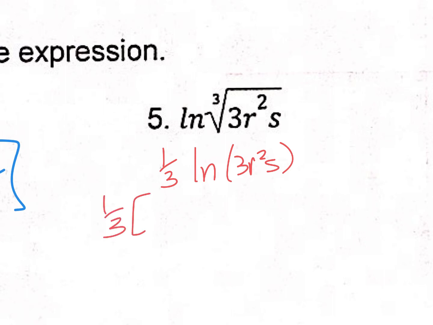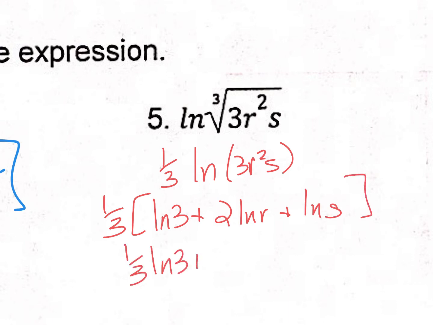I'm going to break it up here. Natural log 3 plus, I'm going to put the 2 in the front of the r because it's the exponent. Exponents go in the front. Natural log s. And then to finish up, I'm just going to distribute that 1/3. 1/3 natural log 3, 2/3 natural log r, 1/3 natural log s. And there you go.